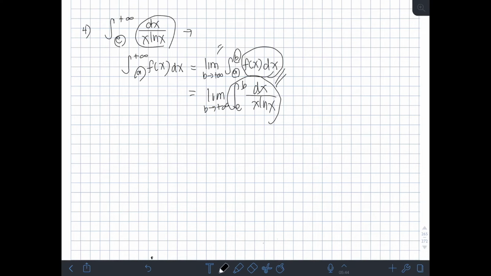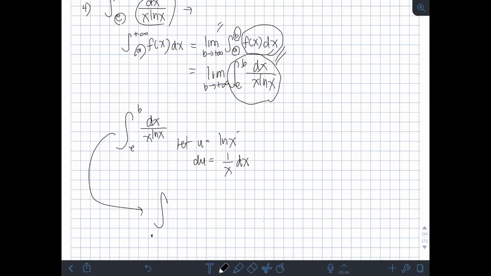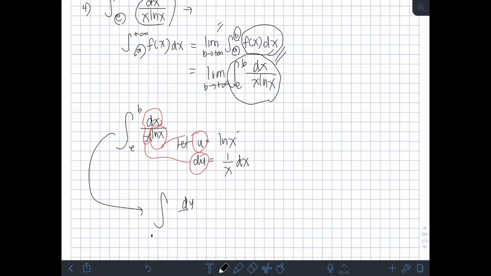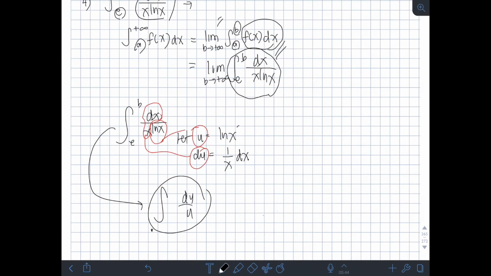So, evaluate muna natin tong definite integral. So, integral ng dx over x ln x from e to b. So, pwede nating i-let si u dito is itong, obviously, ln x, right? Kasi pag kinuha natin yung derivative of both sides, du is equal to derivative ng ln x is 1 over x, then dx. So pag sinubstitute natin, meron tayong integral ng itong dx over x is equivalent sa du. And itong ln x is equivalent sa u. So magiging du over u na lang, right?